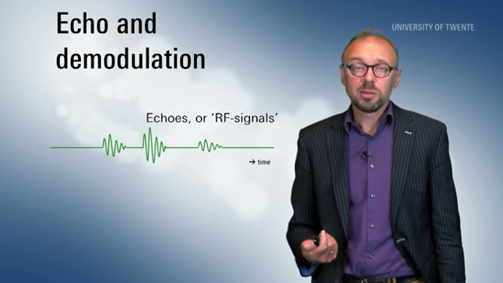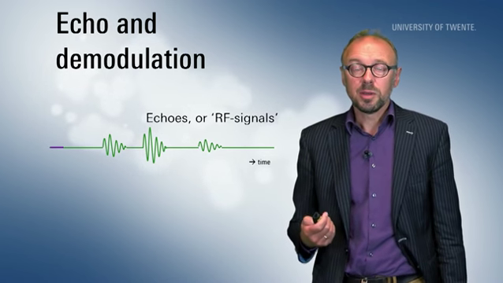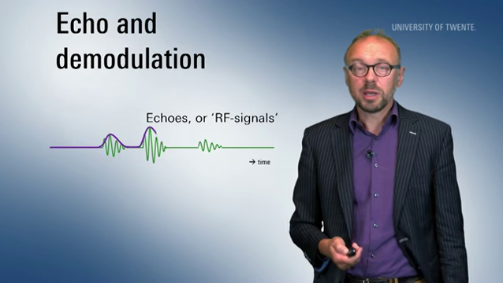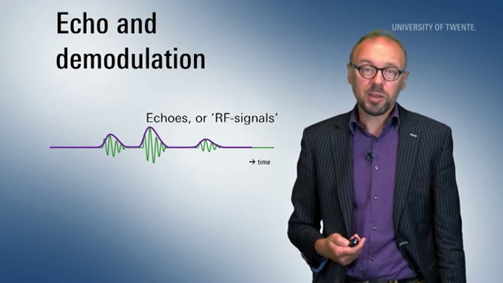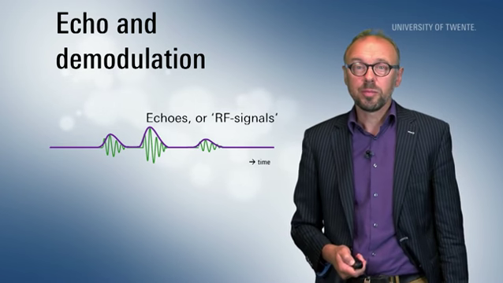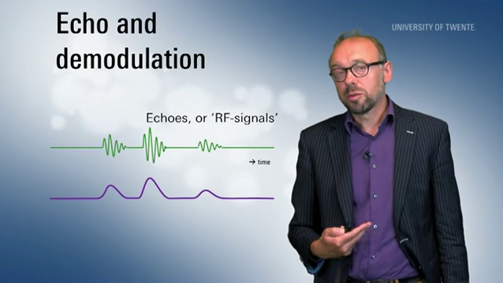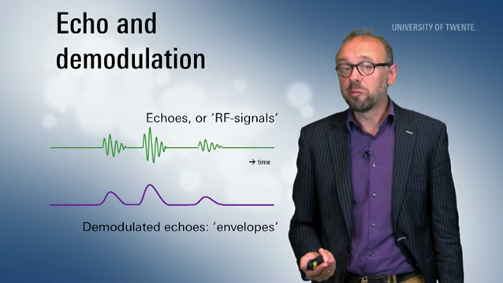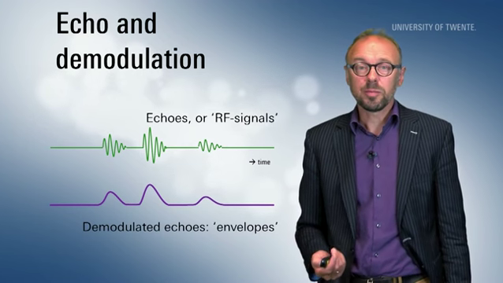So in practice, the signal is being filtered in such a way that the tops, the peaks of the echoes are connected to each other, like is shown by this line. These are the so-called demodulated echoes, or envelopes of the ultrasound signal.